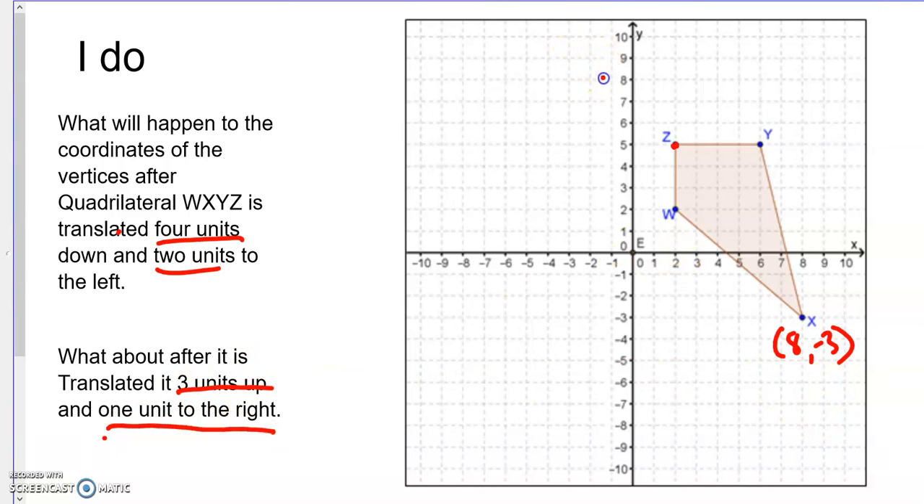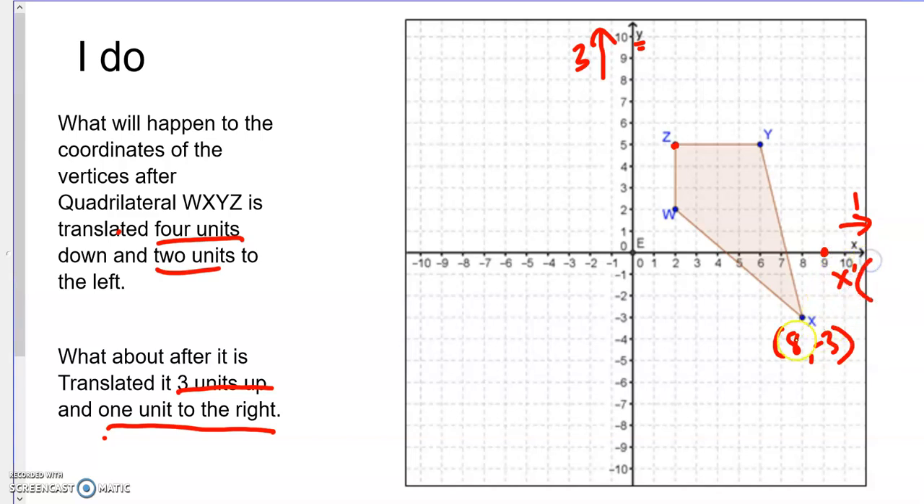So up, that's the y coordinate, the y-axis, and we're going to go up 3. And then we're going to go to the right, that's on the x coordinate. We're going to go by 1. And you're going to see the coordinates change by exactly that amount. The x coordinate, which is the first one, is going to change by +1 because we're going in the positive direction. And the y coordinate is going to change by +3 because we're going in the positive direction. So let me do that translation. 3 up, 1 to the right.